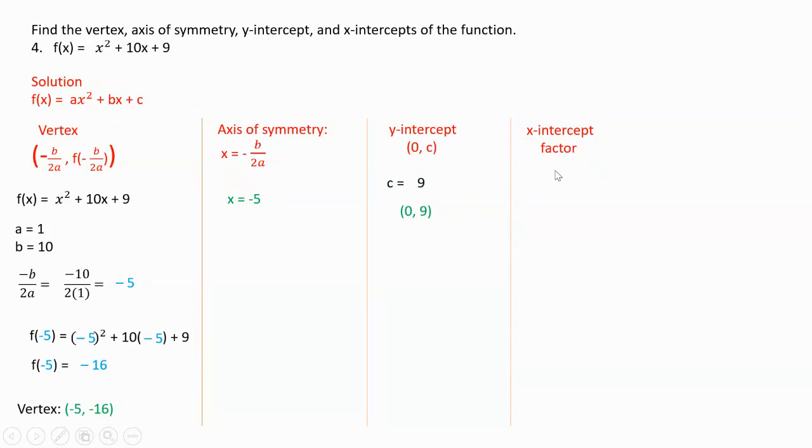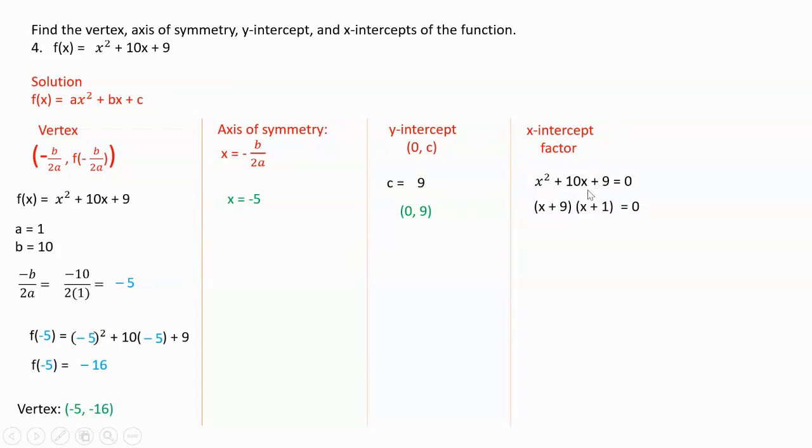For the x-intercept, we have to factor. So we're going to let f of x equal 0 and solve for x by factoring. I did a workshop on factoring. I believe it was the first week. You can go back and look at the video, that way you can know how to factor if you don't know how to factor at this point.